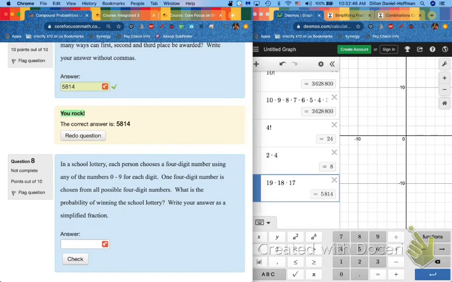Number 8, in a school lottery. We got a little raffle going here. Each person chooses a 4-digit number using each of the numbers 0 through 9 for each digit. One 4-digit number is chosen from all possible 4-digit numbers. What is the probability of winning the school lottery? Write your answer as a simplified fraction. Raffles are very common fundraisers in school. So let's talk about them.